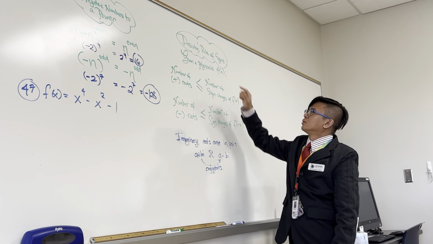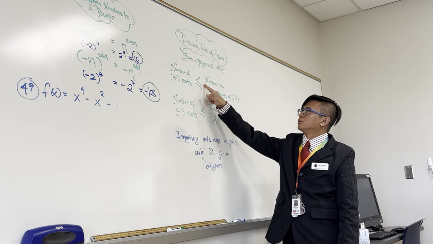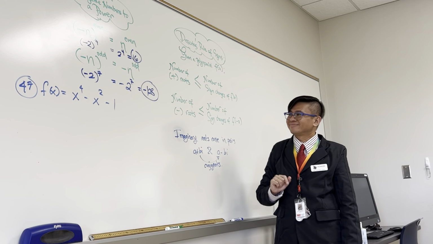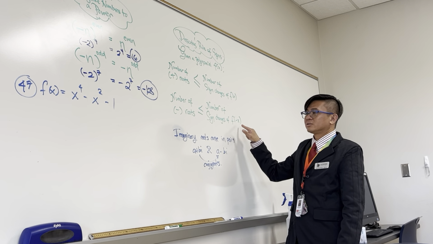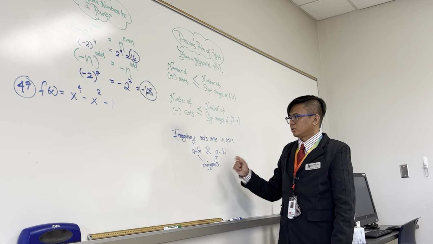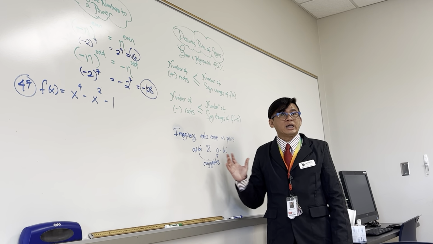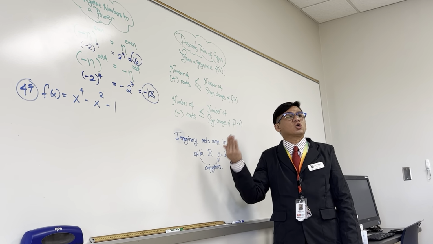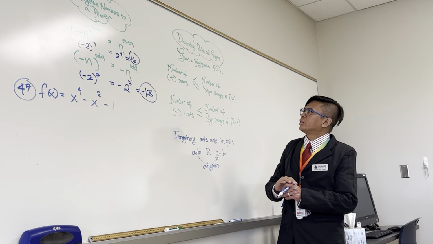Given a polynomial f of x, the number of positive roots is less than or equal to the number of sign changes of f of x. The number of negative roots is less than or equal to the number of sign changes of f of negative x. Imaginary roots come in pairs, a plus bi and a minus bi. So again, imaginary roots come in pairs. If you have, for example, 2 plus 3i, then its conjugate 2 minus 3i is also a root. Are we good? And in here, the number of roots is what?